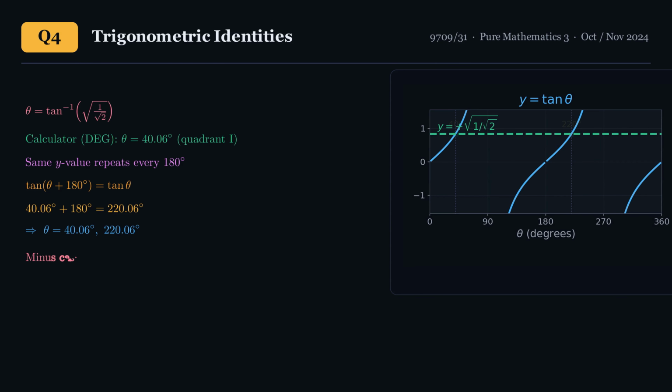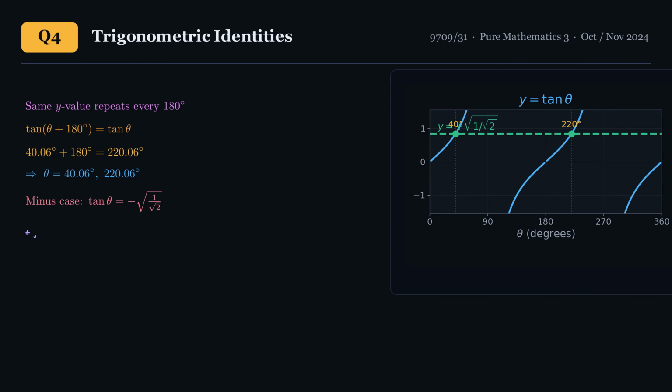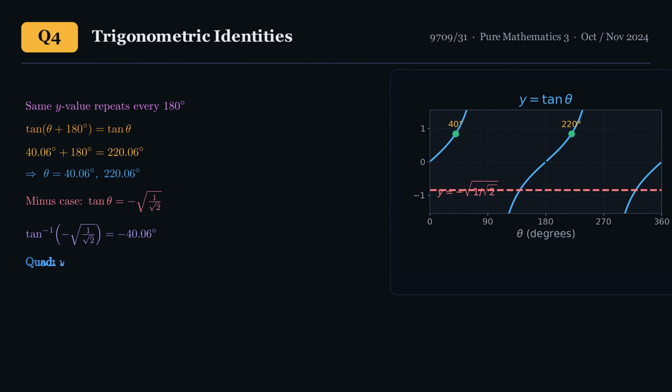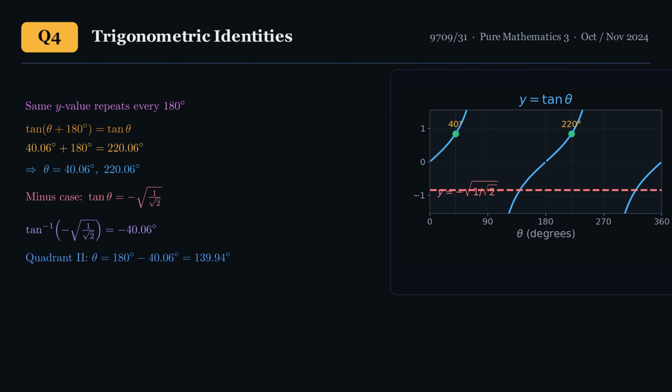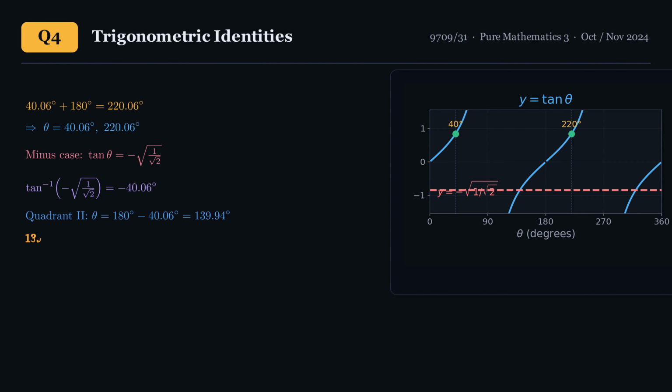Now the minus sign. Tan theta equals minus root 1 over root 2. Inverse tan gives minus 40.06. The reference angle is still 40.06 degrees. Between 0 and 360, a negative tan value sits in quadrant 2. Theta equals 180 minus 40.06, which is 139.94 degrees. Use the same rule again. 139.94 plus 180 equals 319.94 degrees.